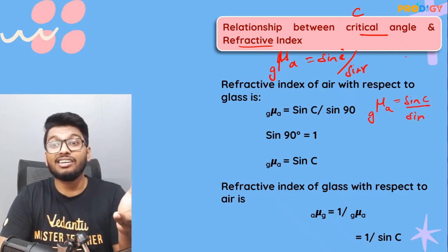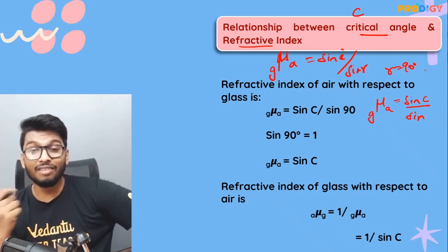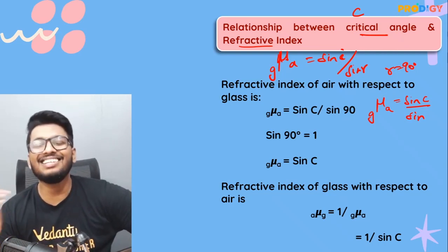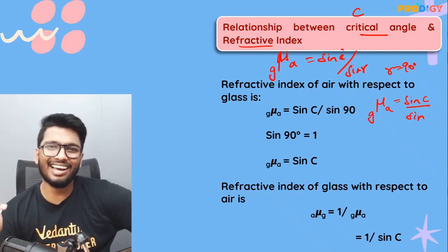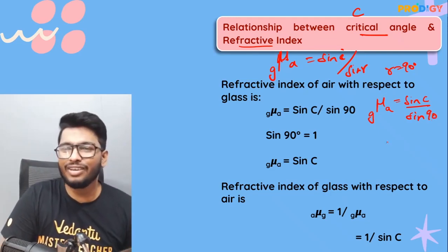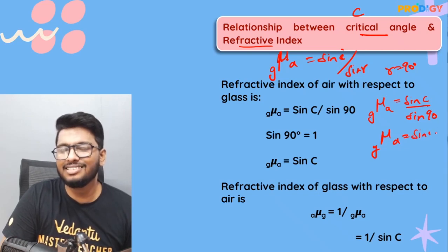What is sine r here? r will be equal to 90 degrees, because when the angle of incidence is equal to the critical angle, the refracted ray forms an angle of 90 degrees, right? So it'll be sine 90. Sine 90 is nothing but 1. So we can say that the refractive index of air with respect to the medium is equal to sine C.